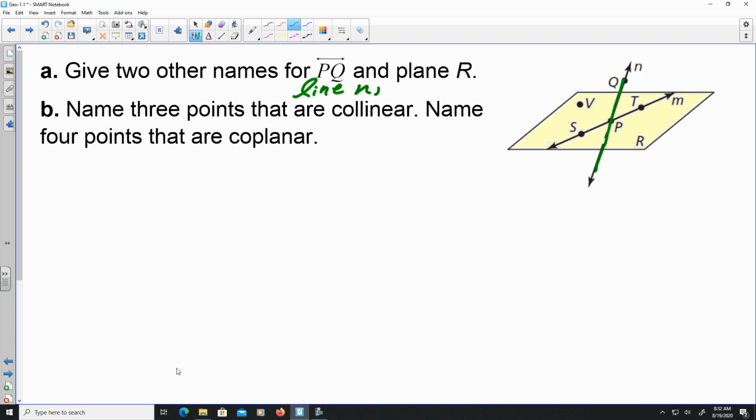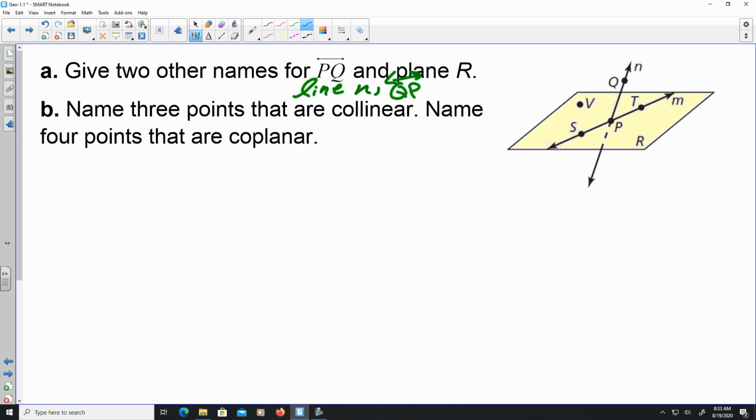And you could also flip the points and say this is line QP, so those are the two other names for PQ. For plane R, what you are going to essentially do is look at the points that are on the plane. Make sure that the 3 points that you choose do not create a line.